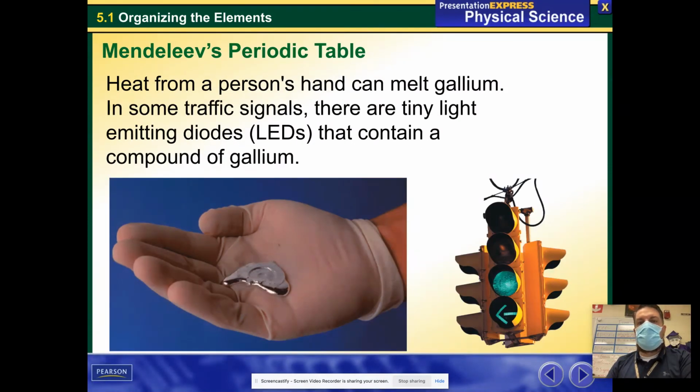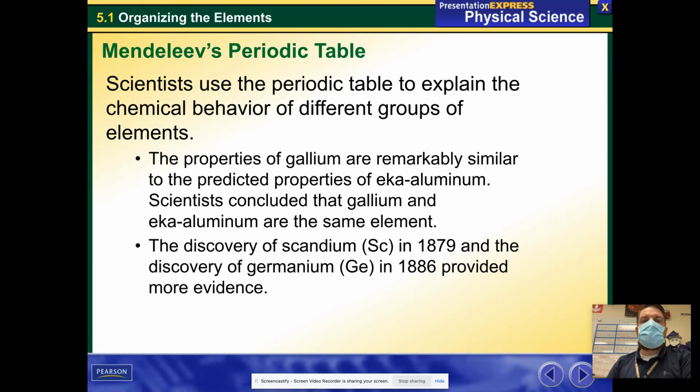Heat from a person's hand could melt gallium, and in some traffic signals there is a tiny light emitting diode or LED. And now everybody has them in their bedrooms, the color LEDs, that contain this compound in it. So scientists use the periodic table to explain the chemical behavior of the different groups of elements. The properties of gallium were remarkably similar to the predicted properties of eka-aluminum. So scientists concluded that gallium and eka-aluminum are the same element. So this continued to go on.